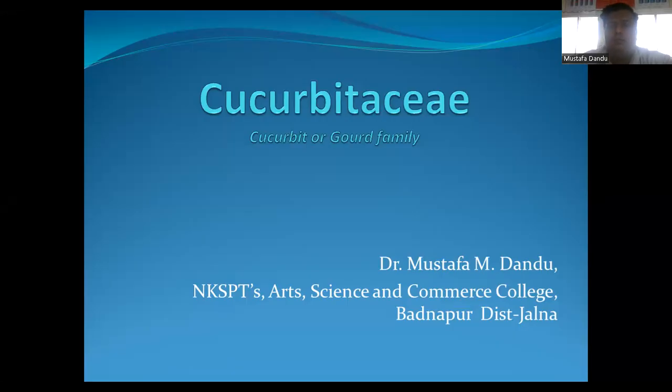Good afternoon, students. Today we'll discuss family Cucurbitaceae, that is the gourd family. So you know what the gourd family is, or you know the common names of cucurbits. Cucumber and others all come under the gourd family. So the Cucurbitaceae family: dicots, subclass Polypetalae, series Calyciflorae, order Passiflorales.